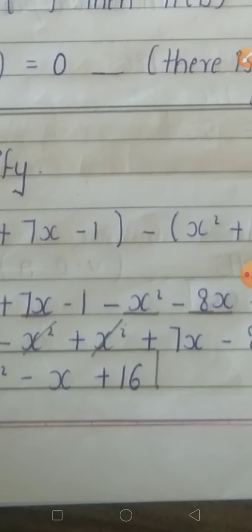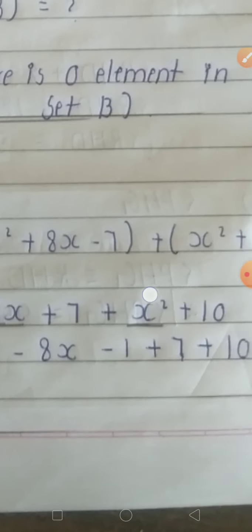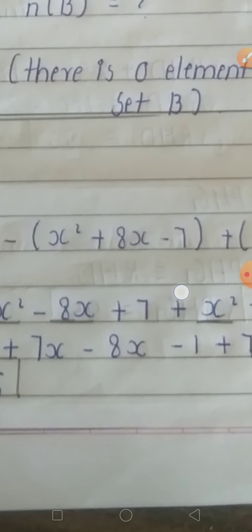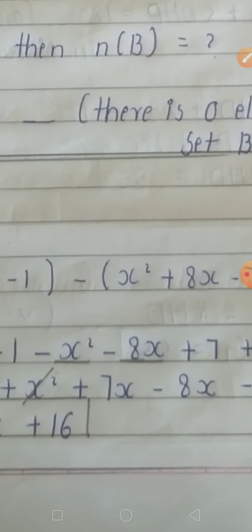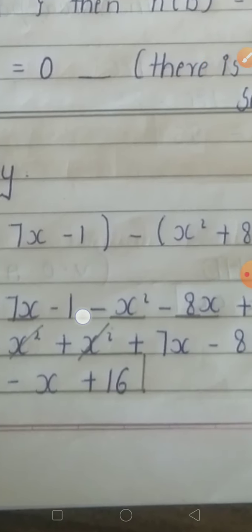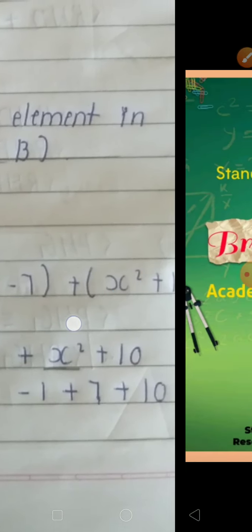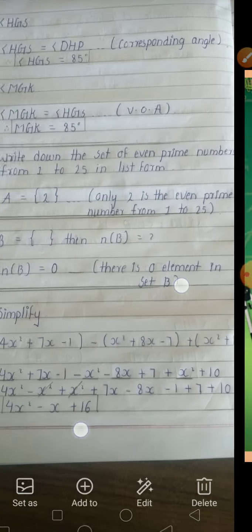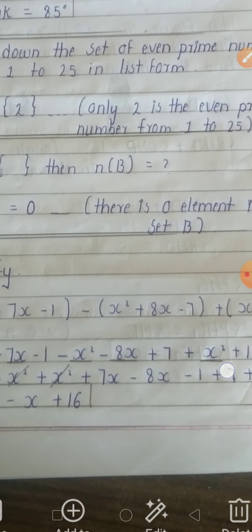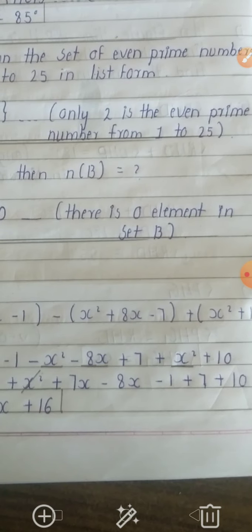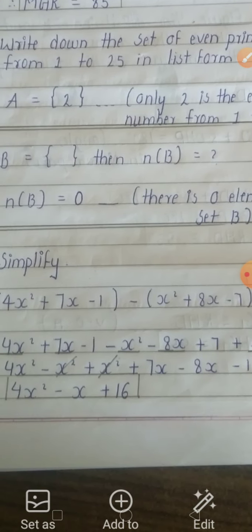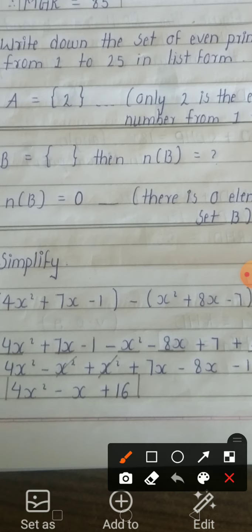4x square plus 7x minus 7 minus x square, and there is a plus x square, so that gets cancelled. So 4x square remains, plus 7x minus 8x, so there is minus 1x here. Then minus 1 plus 7 plus 10, that is 17, 17 minus 1 is 16. So the answer is 4x square minus x plus 16.